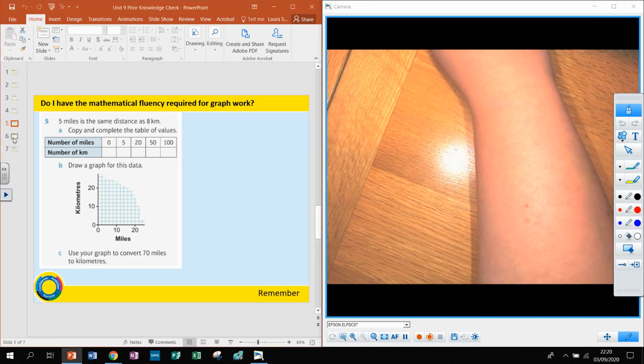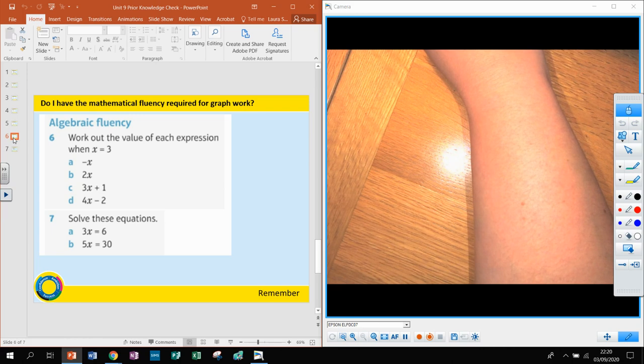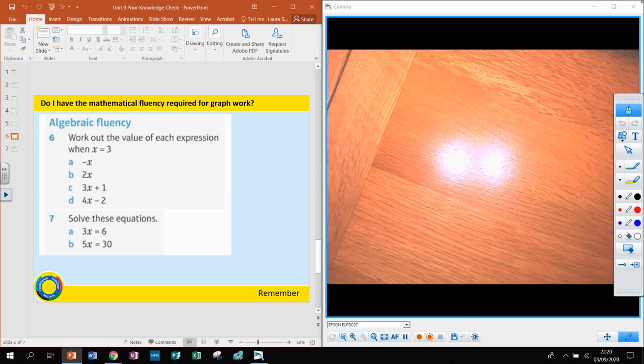Right, can you now press pause and try question 6, which is your algebraic fluency. Question 6 is to do with substitution, and question 7 is simple solving. So let's try both of them, press pause, and then we will go through the answers together.